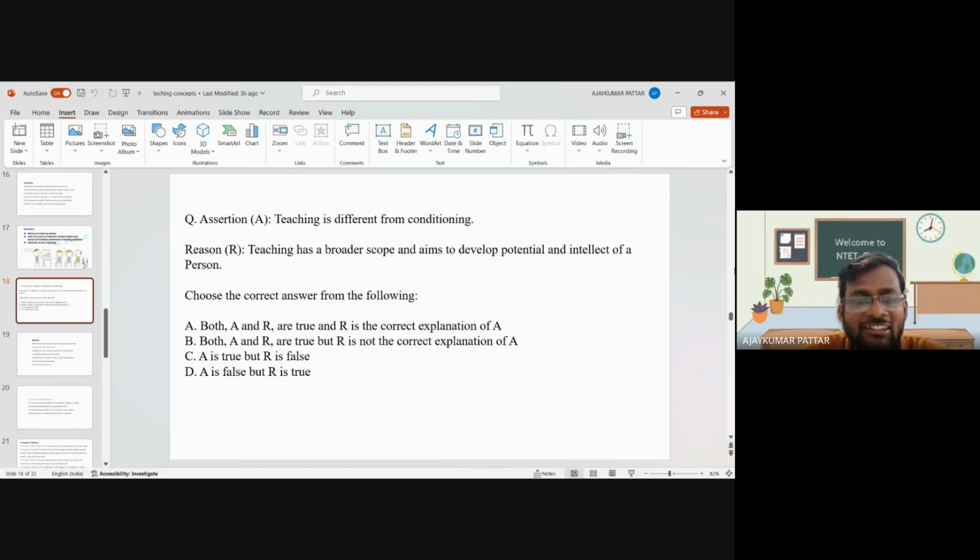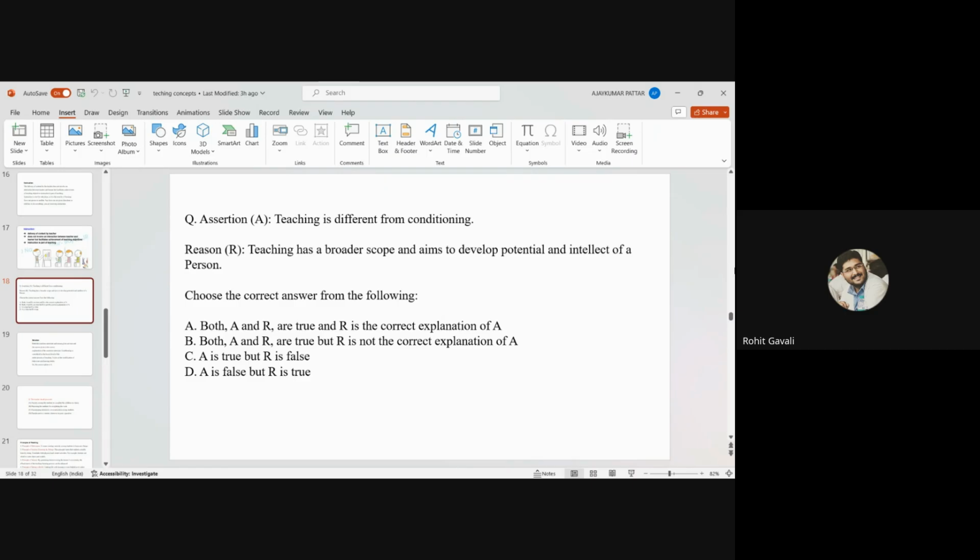Next one is teaching has a broader scope and aims to develop potential and intellect of a person. Whether this statement is correct or not. In the broader sense, teaching aims to develop the potential intellect of a person. Teaching is done to improve the intellect of a person. That is the correct statement. So both A and R are correct statements. True. Then whether this R is an explanation for A or not?